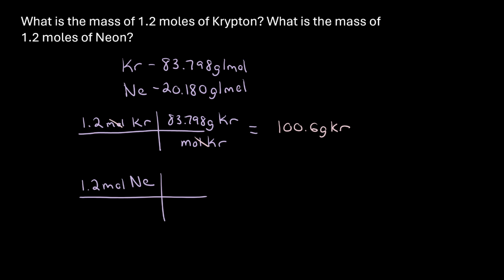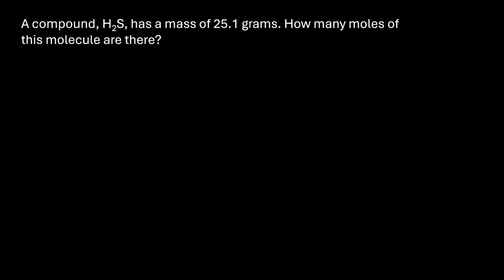For the neon, it's the same exact setup. We're going to have 1.2 moles of neon in our numerator, and now we're going to use the molecular weight of neon in order to convert it, where we have 20.180 grams for every mole of neon. If we take 1.2 times 20.180, we end up getting a mass of 24.22 grams. So as we can see here, krypton is about 4 times heavier than neon, and you can also tell this within the molecular weights themselves. If you have a mole of krypton and a mole of neon, you'll see that they'll have different masses associated with them. Let's move on to the next problem.